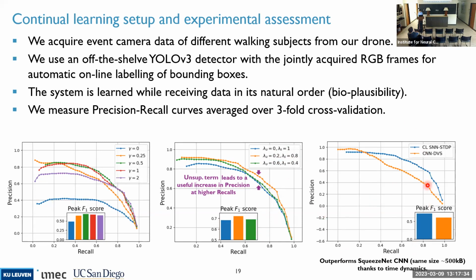And then the final test that we did is to compare the detection performance against a same-size CNN, a classical CNN using ReLU activations. We chose the SqueezeNet architecture, which is known to achieve AlexNet-level accuracy on ImageNet while using very few weights. It has a size of 500 kilobytes, which is more or less the same as our network, so it was a fair comparison.